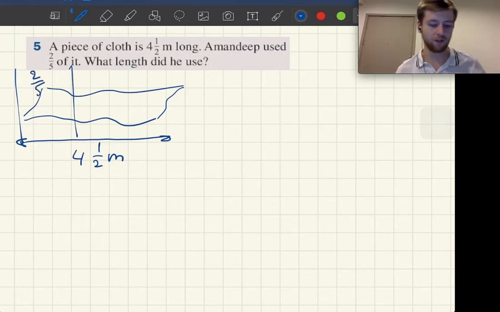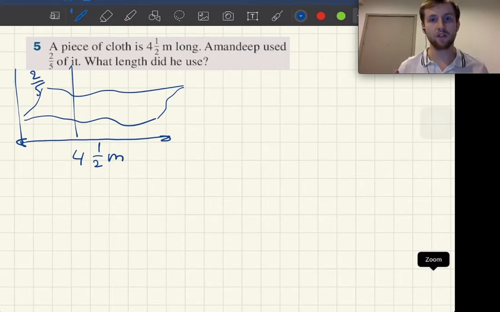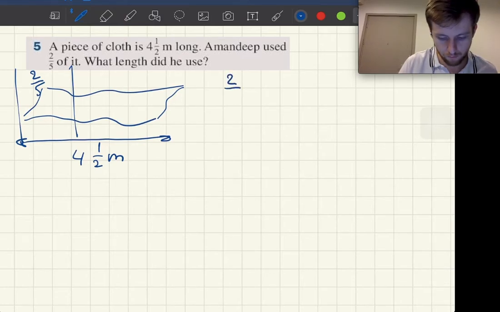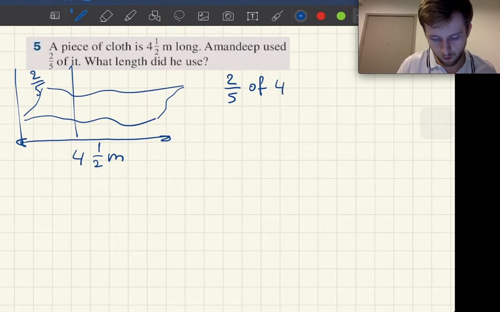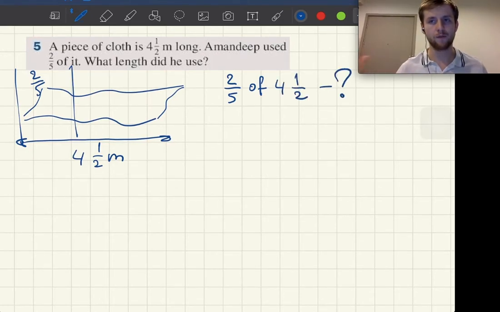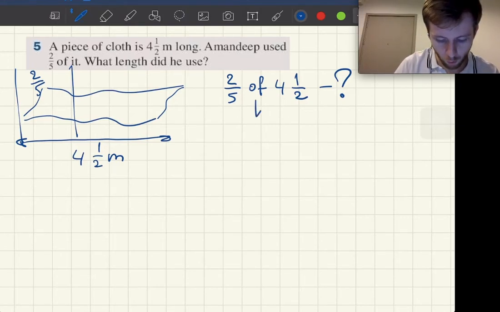I don't know how much exactly 2/5 is. And what length did he use? So we have to find 2/5 of 4 1/2. How much is it? How can we find 2/5 of 4 1/2? In fractions, of means multiplication. If we are talking about fractions, of means multiply.